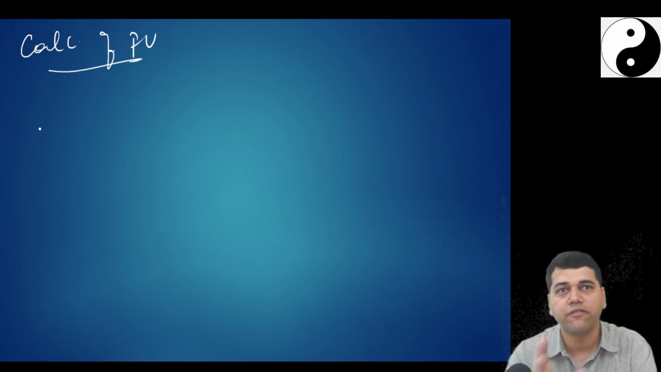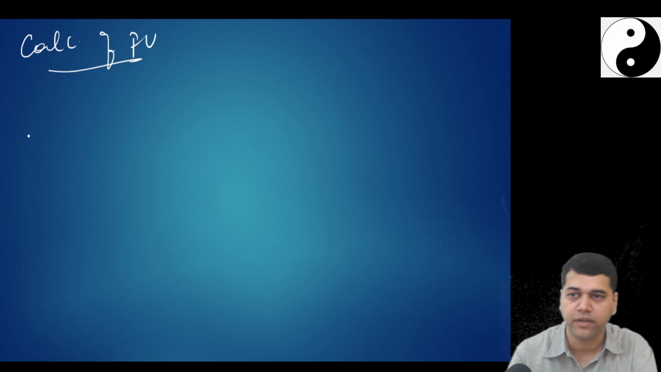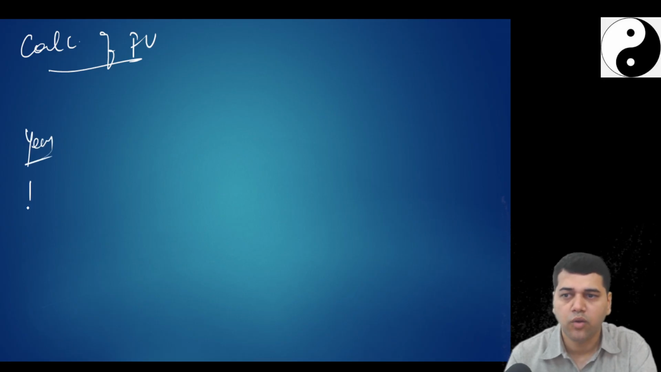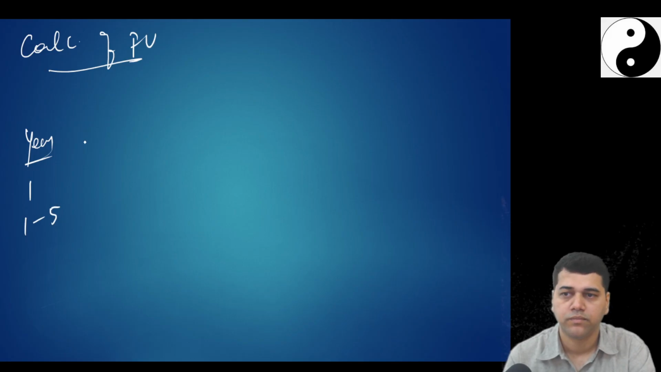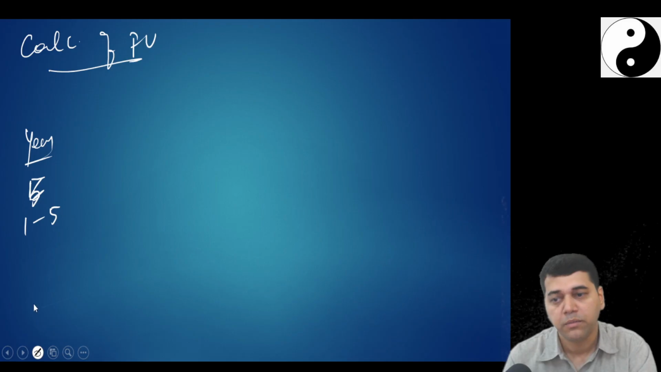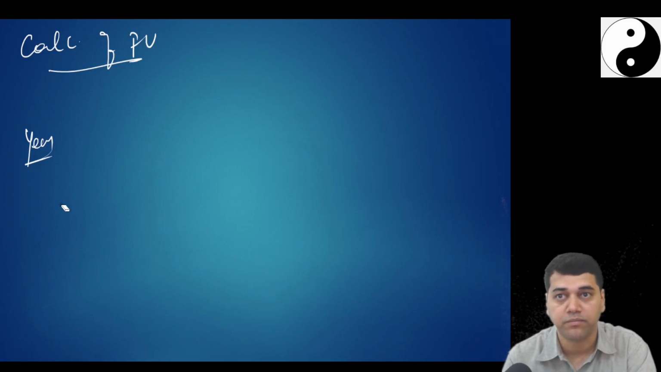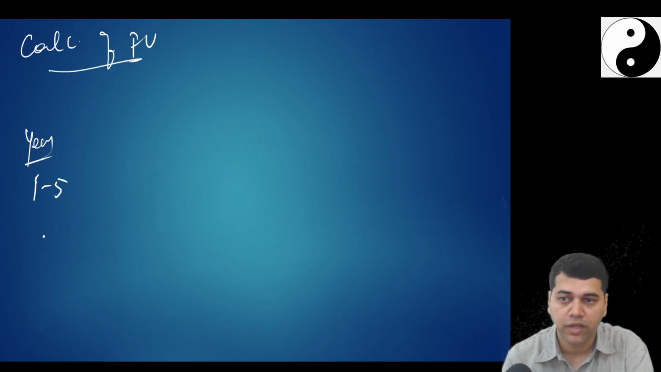So generally we can follow this format. Year 1, year 1 to 5. Oh, sorry, year 5, or you can say year 1 to 5, because this is the format you follow in AFM.